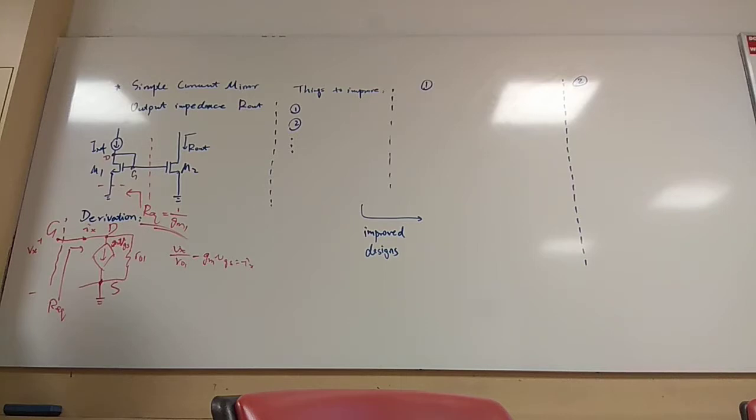Are you sure? Which one is coming out of the ground? My GmVgs is coming out of the ground? My Ix is coming out of the ground. Why? Because of your Vx is coming like that. Who said that? What's your Ix? What's your Vx? So my Ix is not coming out of the ground. My Ix is coming out of my Vx. Vx is a source, right?